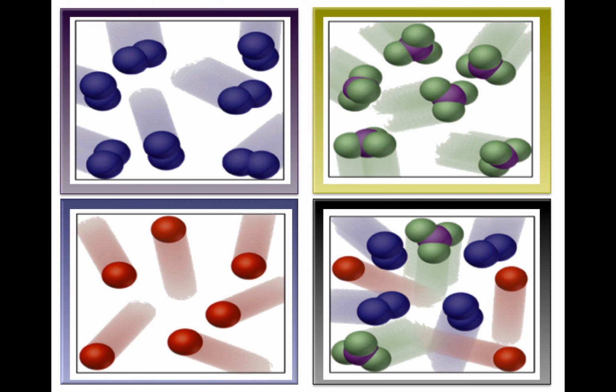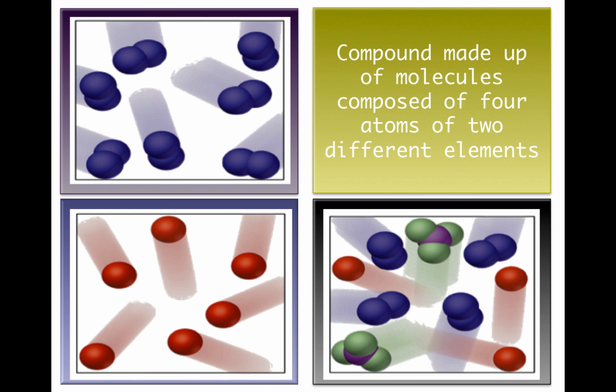Now let's look at the diagram in the upper right-hand corner. Well, hopefully you can see that that's a compound. And that compound is made up of 4 atoms. Notice that 3 are green, 1 is purple. This represents a compound also made up of molecules composed of 4 atoms of 2 different elements.